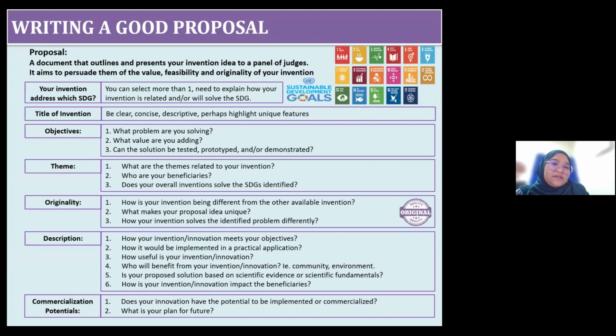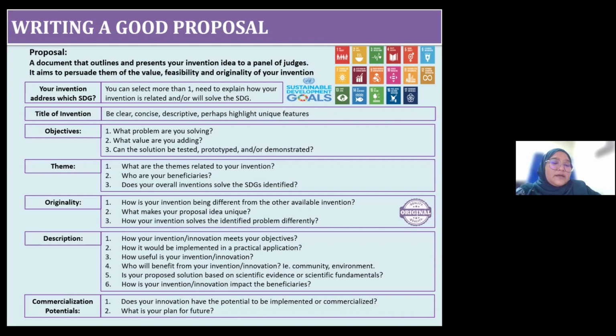Then we have the next components to be looked through. For example, we have the objective. Most of the questions ask what kind of problem you're solving and what value you're adding. The objectives also need to tell whether your solution can be tested or demonstrated.